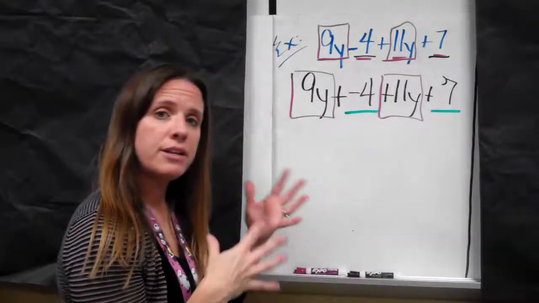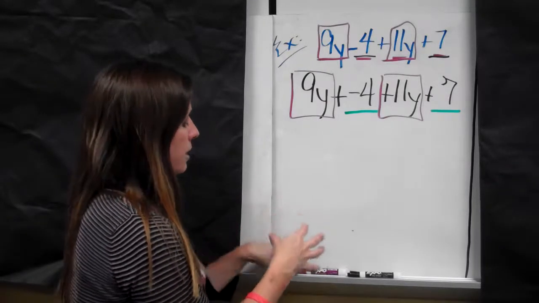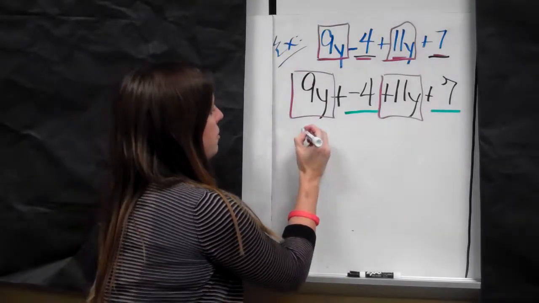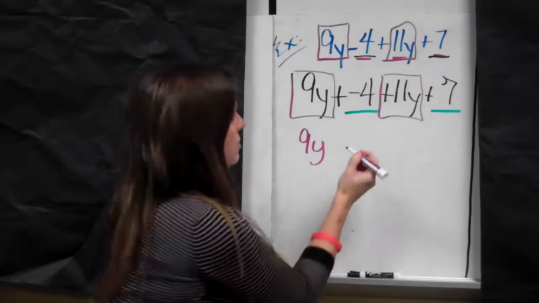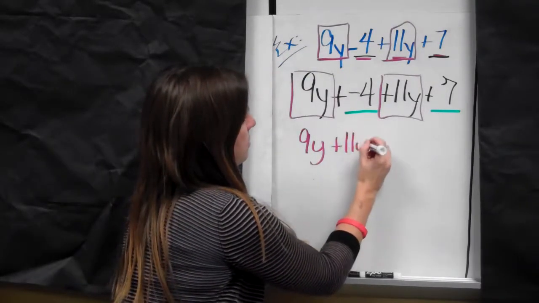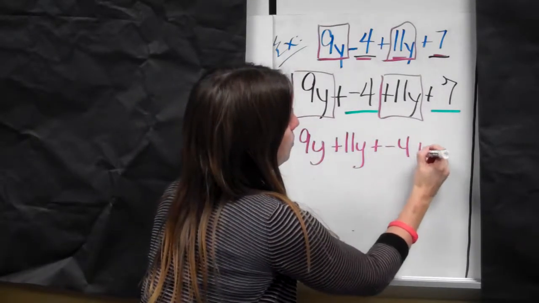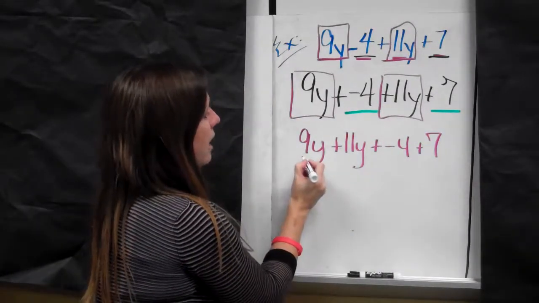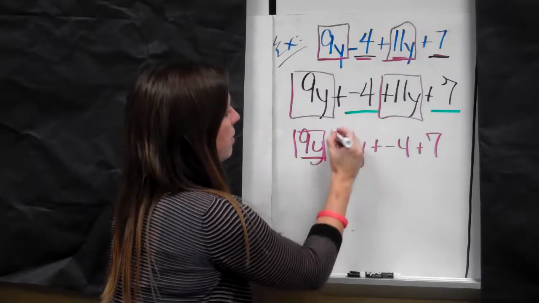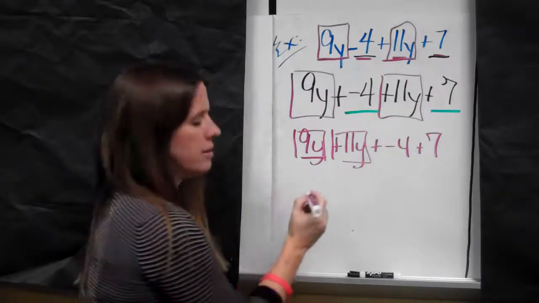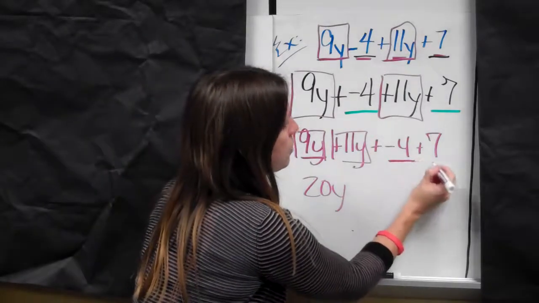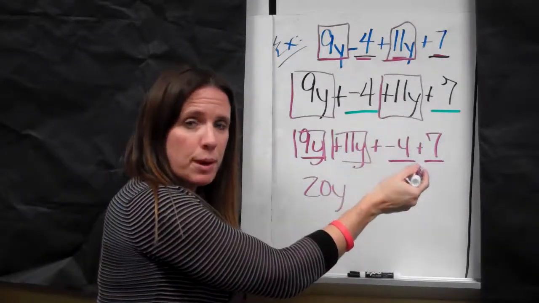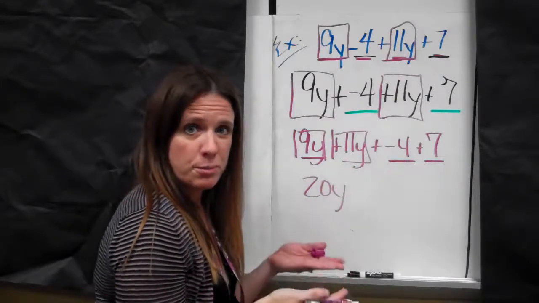So now you're ready to combine the like terms. If you would like to rewrite it with the like terms next to each other, you could do that. And what property allows us to do that? The commutative property. So 9y plus 11y plus negative 4 plus 7. 9y plus 11y is how many y? That would be 20y. And then negative 4 plus 7. We have one negative and one positive, so we actually subtract.